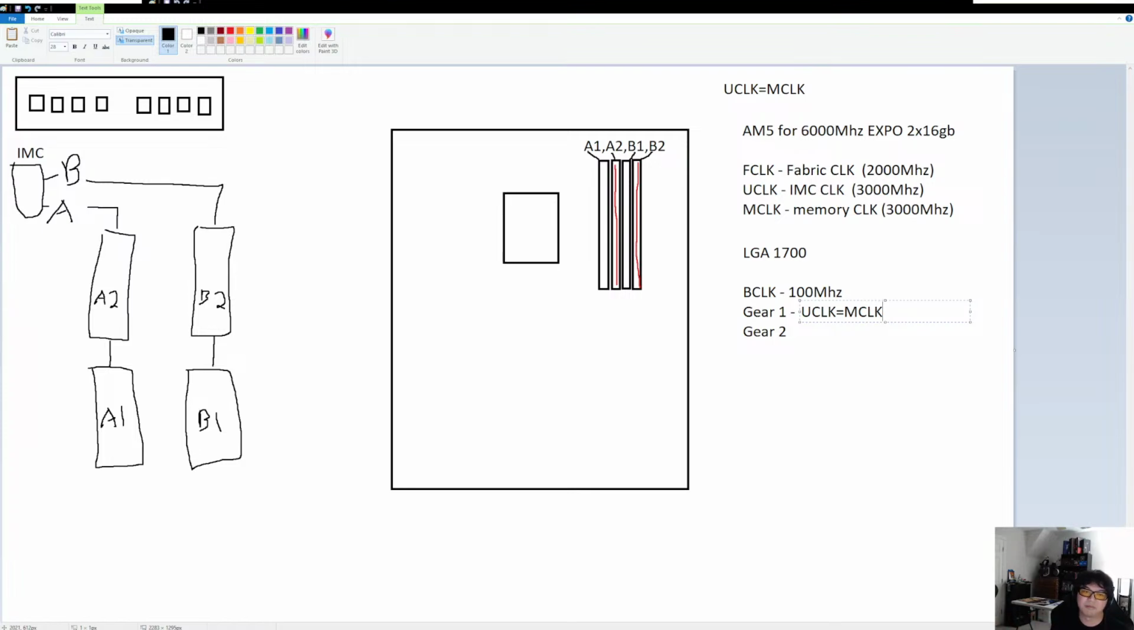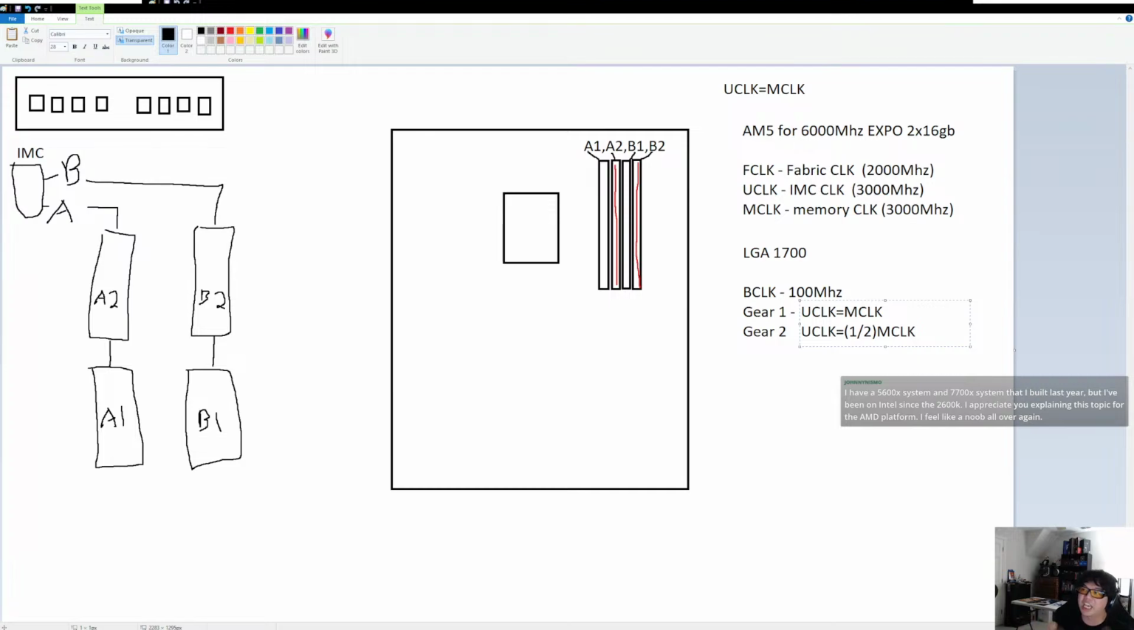That's basically what I'm trying to say. So that's what this is. And then for Gear 2 is where the U clock runs at half of the mem clock speed. So it's basically a half. It runs at half the speed of the mem clock.